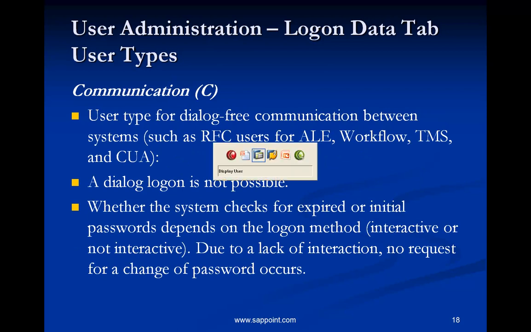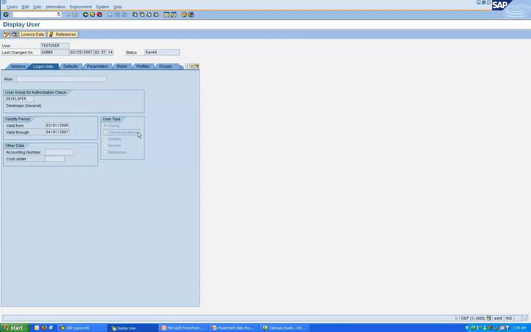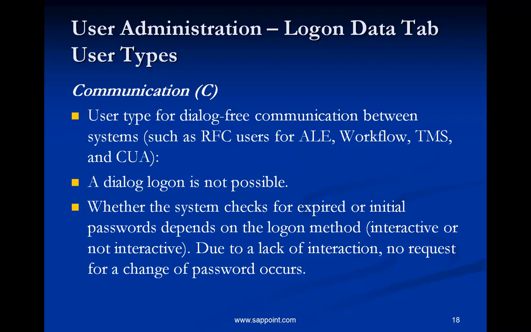The last type of user IDs that we missed, I think, was the communication user ID. Communication type user ID is a user type for dialog-free communication between systems. Now, the difference between communication type user ID and the system type user ID is that system type user ID is for communication within the same system, whereas the communication type user ID is for communication between two different systems.